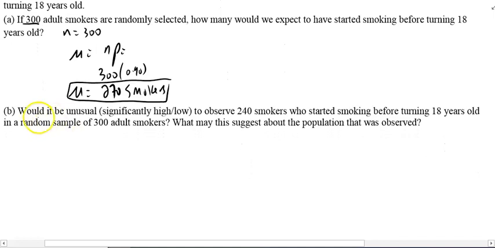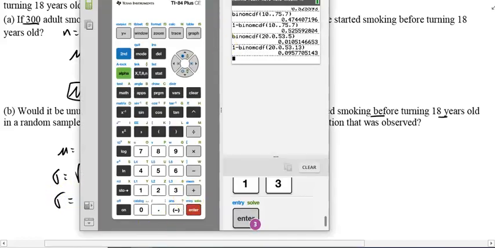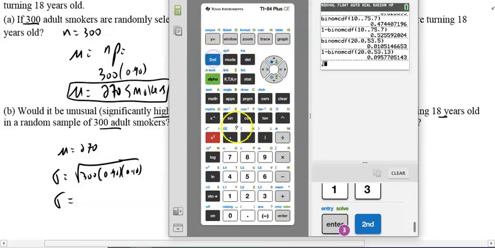And if they say, would it be usually significantly higher or low to observe 240 smokers who started smoking before 18 in the random of 300? Well, how are we going to figure that out? We know the average is 270. We know the standard deviation is the square root of n times p times q.